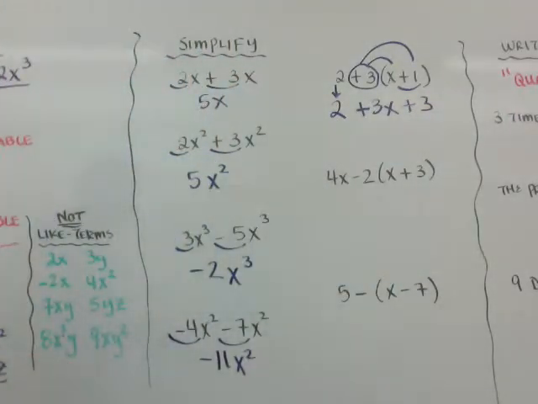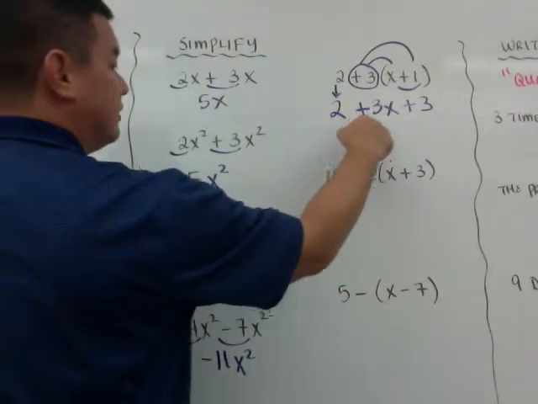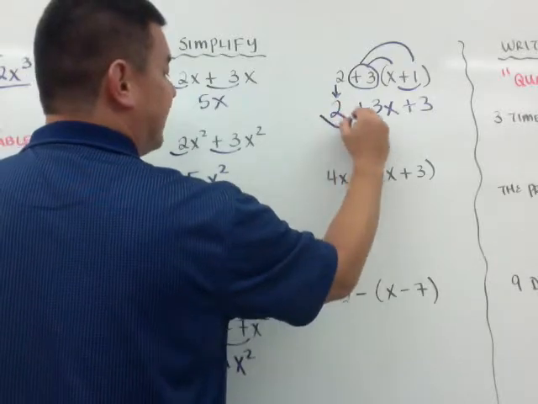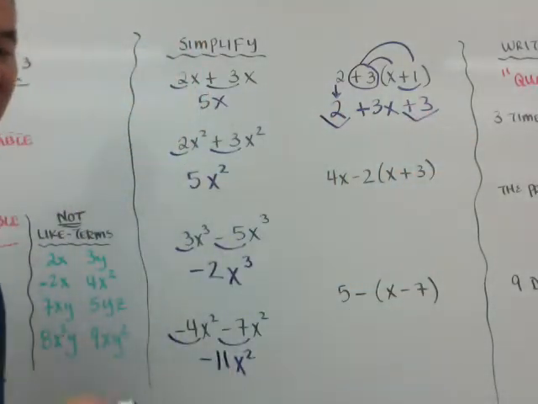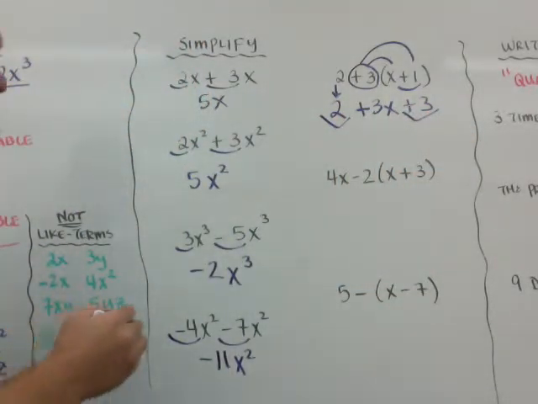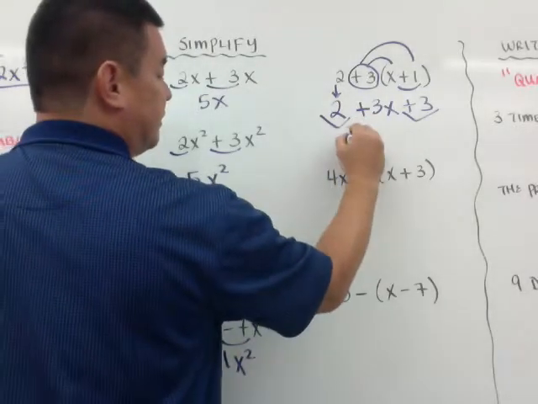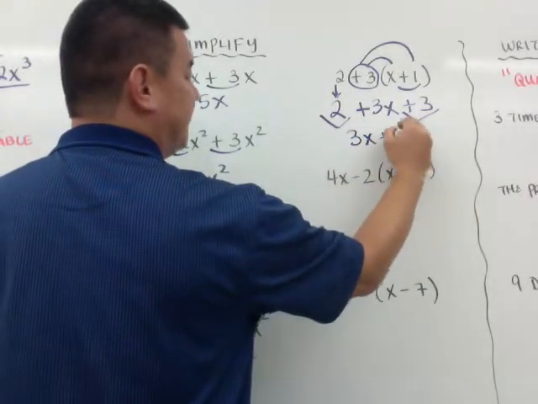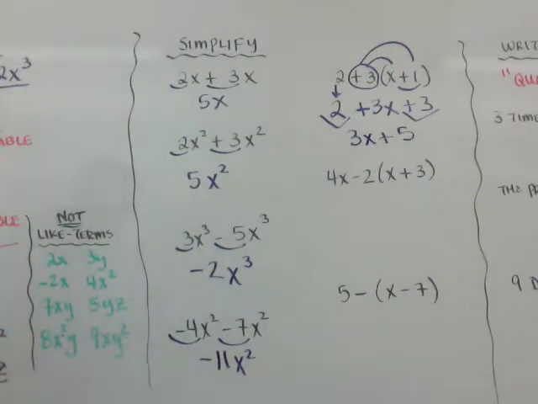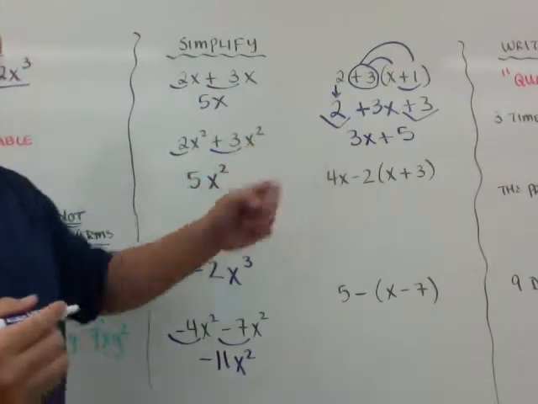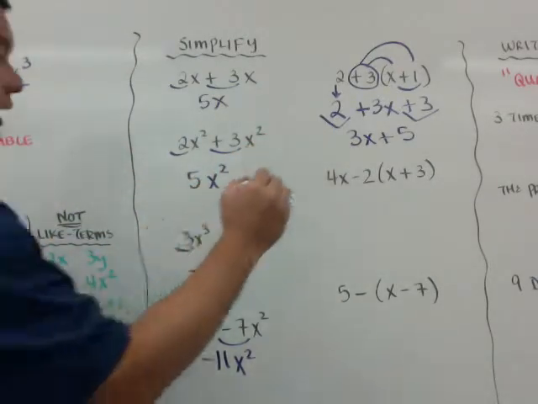And now if I look at this, which of these are like terms? And if you said the constants, you are correct. You can combine the constants because those are like terms. So in this case, I would get 3x plus 5. If you wrote 5 plus 3x, that's okay, but usually we write the variable first and then the constant after. Okay.